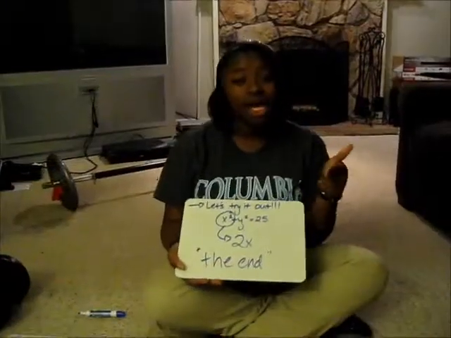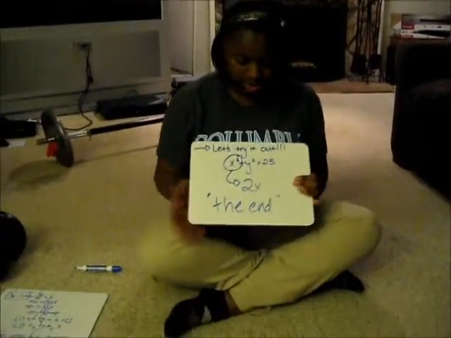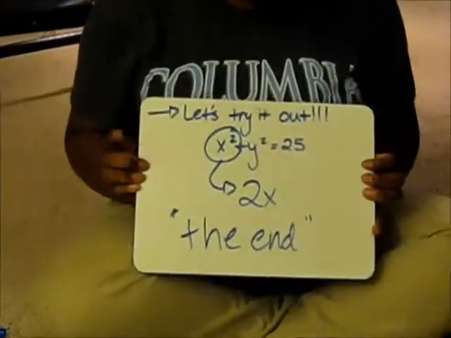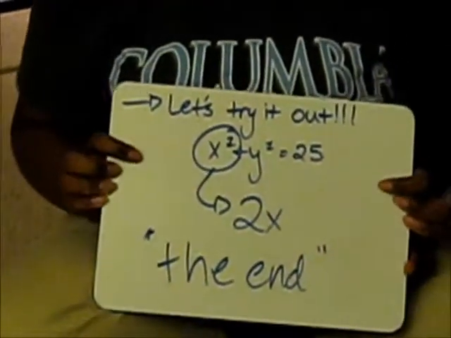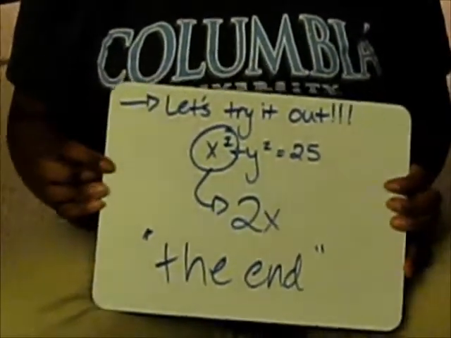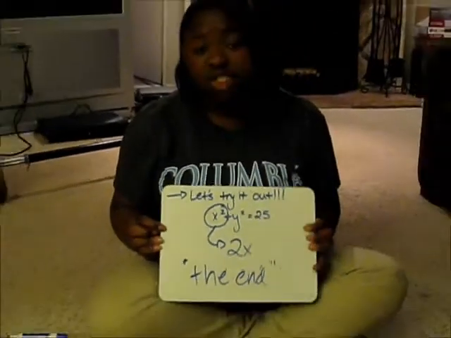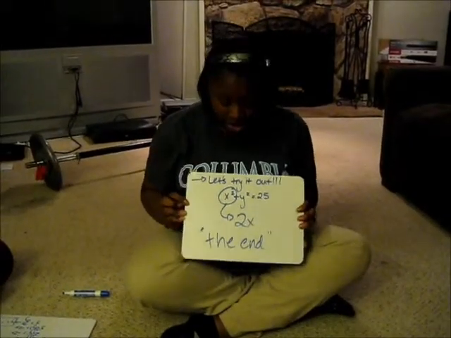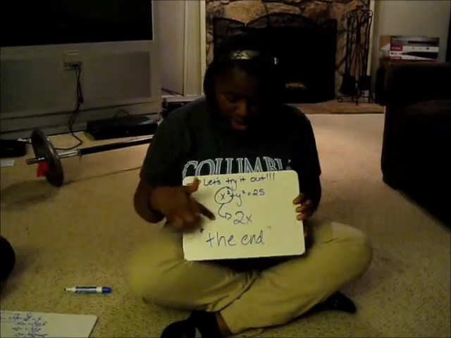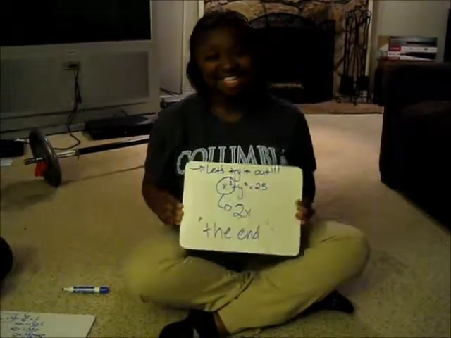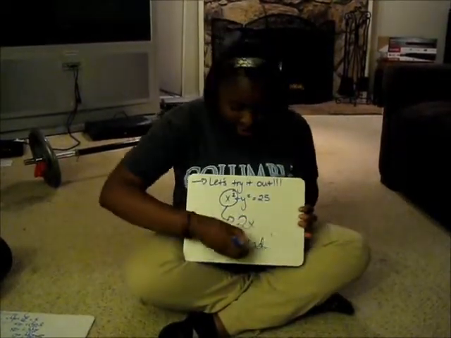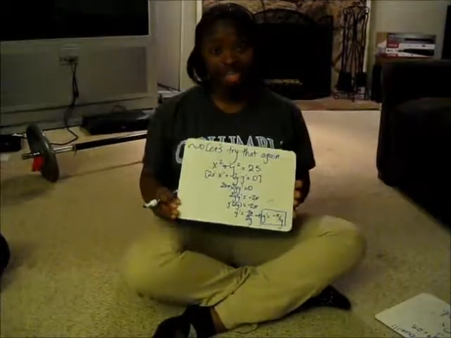Okay, let's try out what we just talked about. So here's a practice problem for you to look at. X squared plus y squared is equal to 25. Now if you were just focusing on x, you would just use explicit differentiation, which is when you pull down your exponent and you end up with 2x, and that's the end. Only that's not what this video is about. So that is not the end. We're going to try that again.